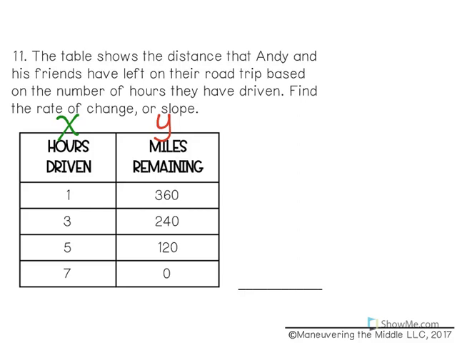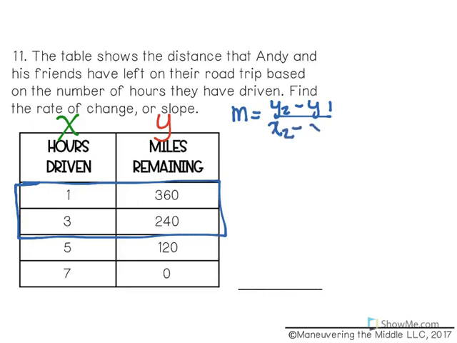So now I'm going to choose 2 points. I only need 2 points. And I'm going to write my formula down. Always write it down. y minus the first y over the second x minus the first x. And I'm going to plug them in. My first point is the first one in the table. My second point is my second one.